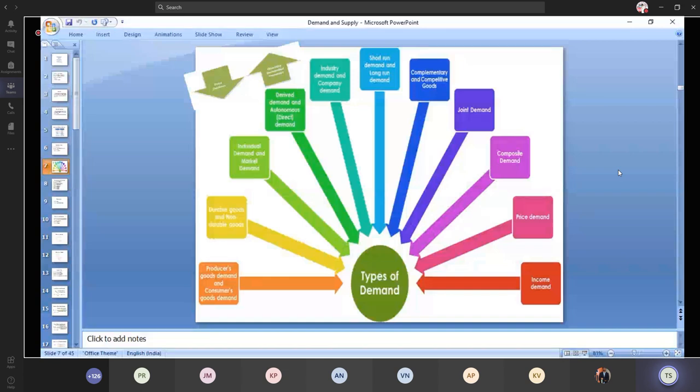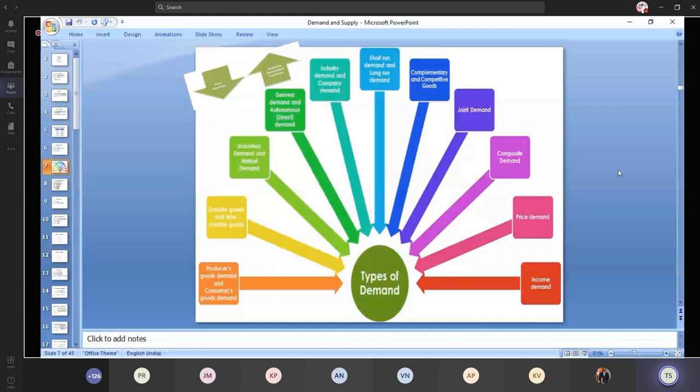Yes, ma'am. Okay, ma'am. The next one is industry demand and company demand. For example, if a product is based on a particular brand, that comes under the company's demand, and all brands of a particular commodity put together is called the whole industry. In industry demand, we can add any commodity under any brand, but under company demand we can add only a particular brand's product demand.